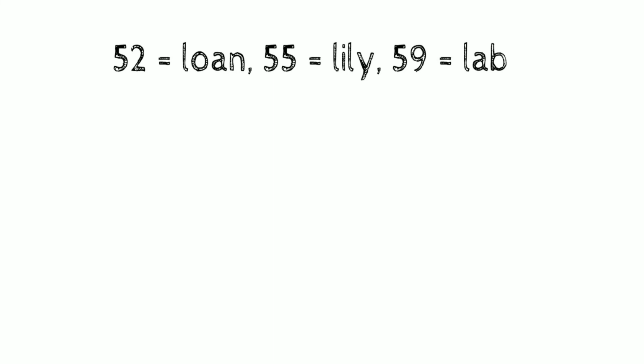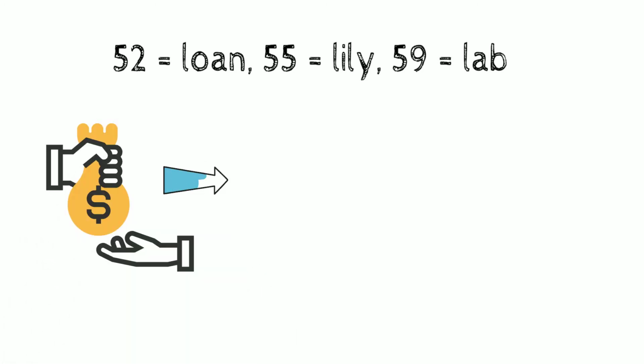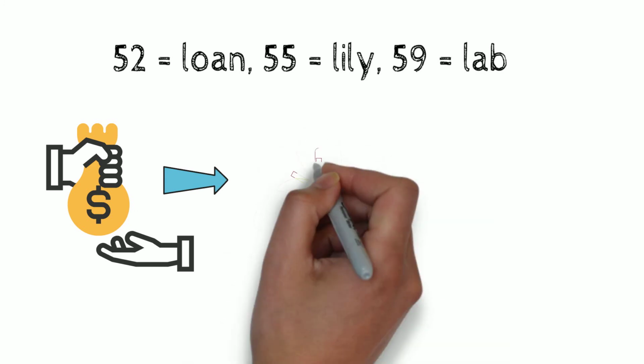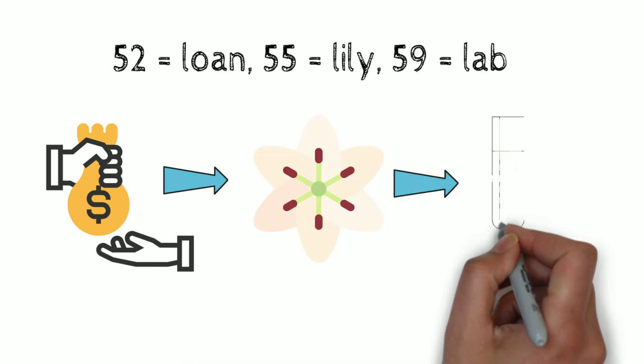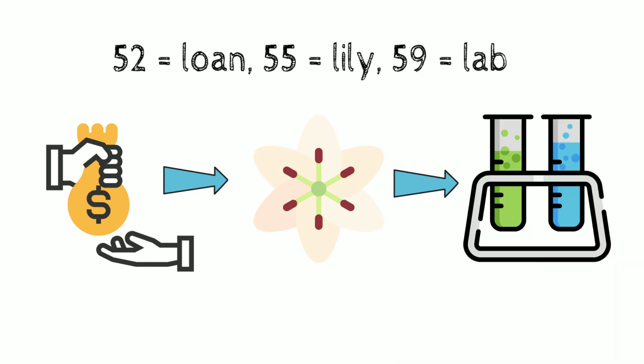Next, we'll use our wide imaginations to come up with a silly story to link all the peg words together. Here's my imagination. I'll imagine a loan being given to a lily. I'll then picture a lily conducting mind-blowing experiments at a lab. It's a simple, illogical story that links all the peg words together. And it doesn't make any sense at all.